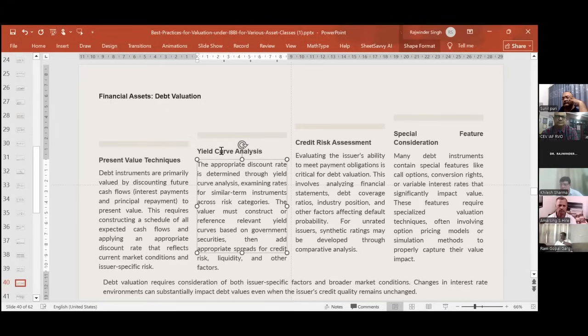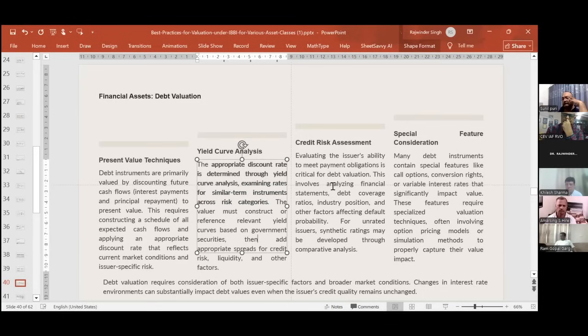Second method is yield curve analysis for debt valuation. In this case, we examine the rates for similar term instruments across risk categories. So the valuer must construct relevant reference yield curves based on government securities, then add appropriate spreads for credit risk, liquidity, and other factors.